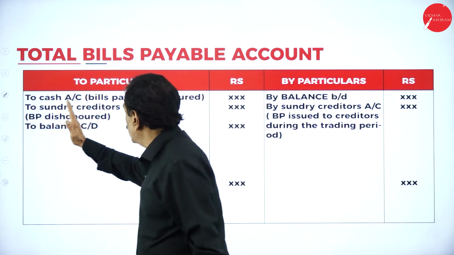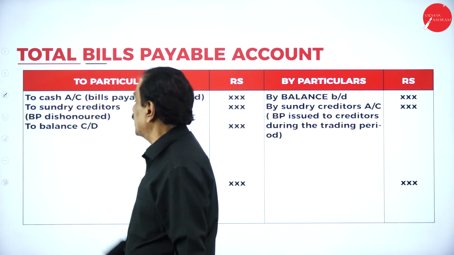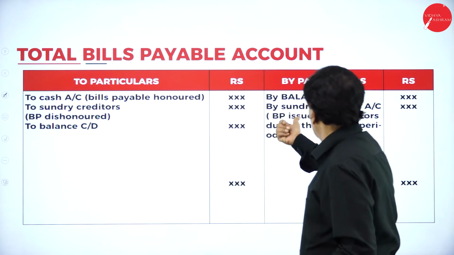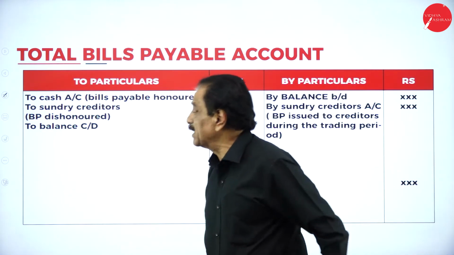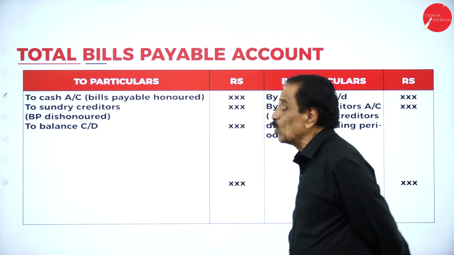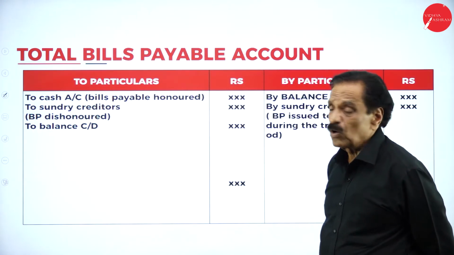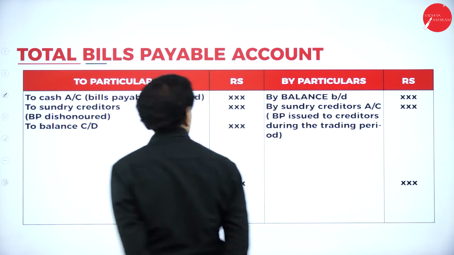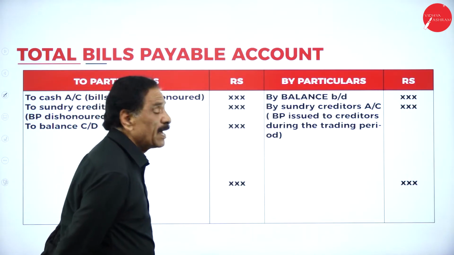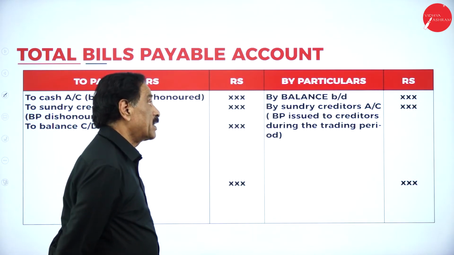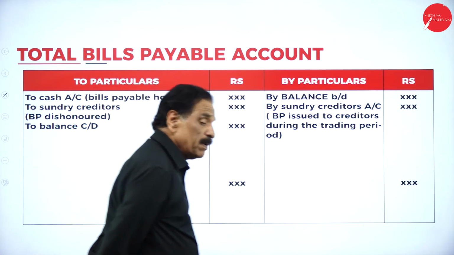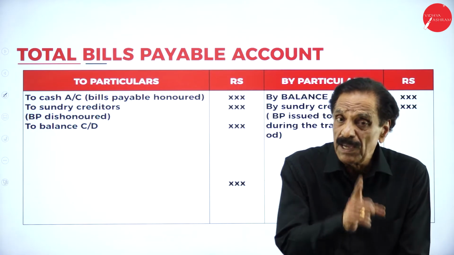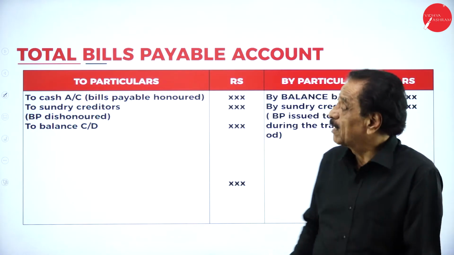Here comes: to cash, BP paid. To sundry creditor, BP dishonored. Here BP issued during the year, here BP dishonored. To balance carried down, that is your closing. So you must be very careful here. By balance brought down, opening bills payable. By sundry creditor, BP issued to creditor.